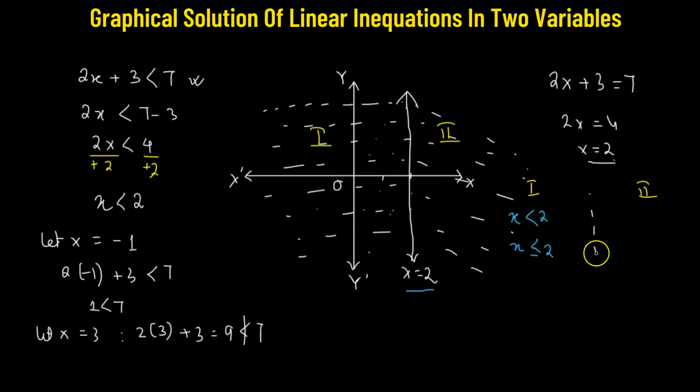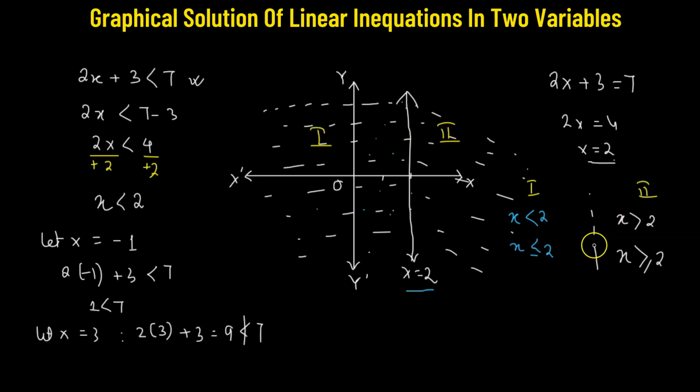Now coming to region number 2, we're going to have two conditions. x could be greater than 2. That means we are considering all the points lying to the right of the line x equals 2, but we will not consider the points on the line. And if we say x is greater than or equal to 2, this time we'll have to consider all the points lying on the line as well as all the points lying to the right of the line x equals 2. So these are the cases.